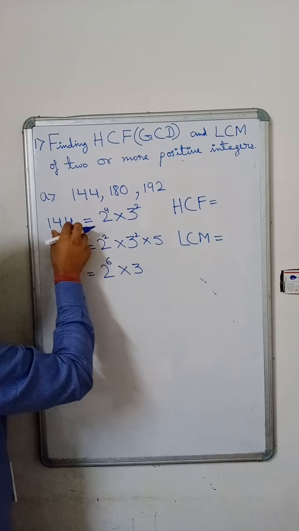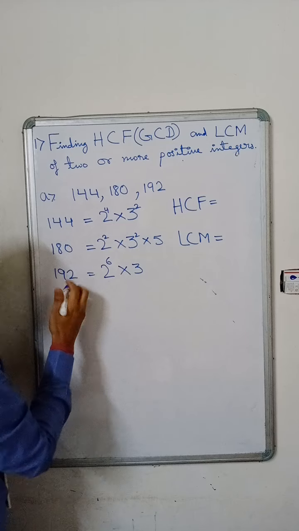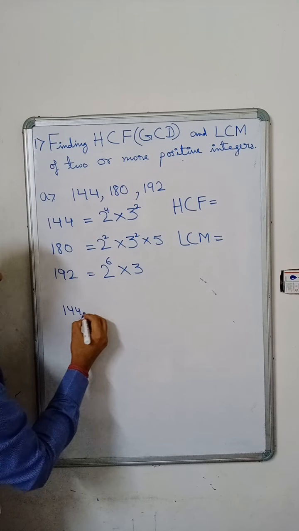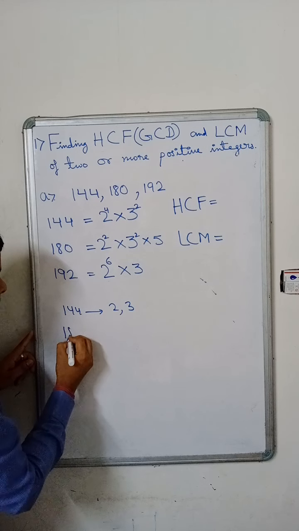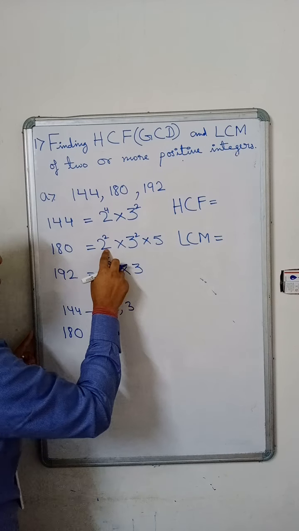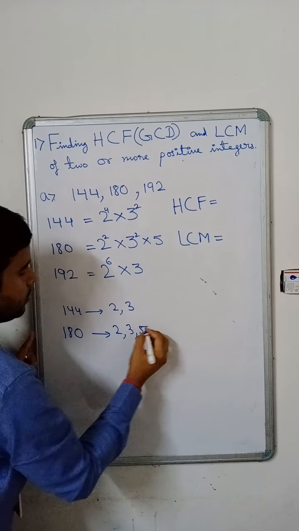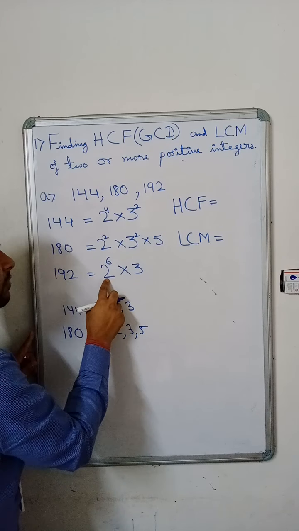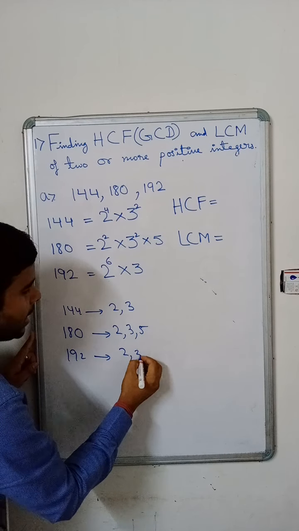In 144, which prime factors have been used here? It is 2 and 3. In 180, which prime factors have we used? It's 2, 3 and 5. In 192, which prime factors have we used? It is 2 and 3.